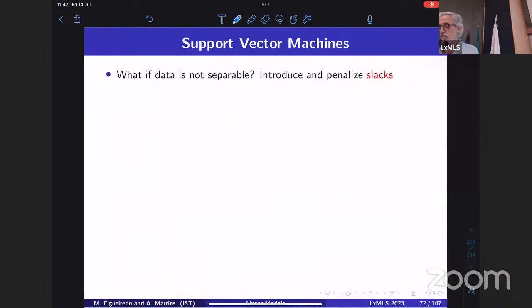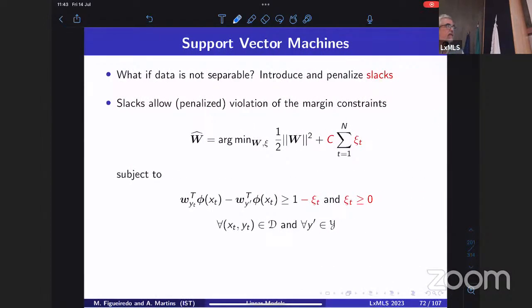Okay, what if the data is not separable? This is very nice if I can insist that every point should be on the right side of the boundary, at least at the given margin. Well, what we do is we introduce slack. A slack is a permission to not satisfy a condition. It's a violation. Remember we have this criterion here. This was not here. I insisted that the margin was larger or equal than one. Now I'm going to allow the margin to be violated by some amount.